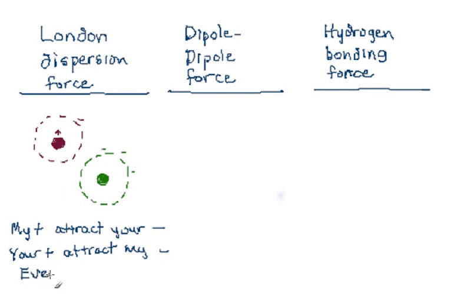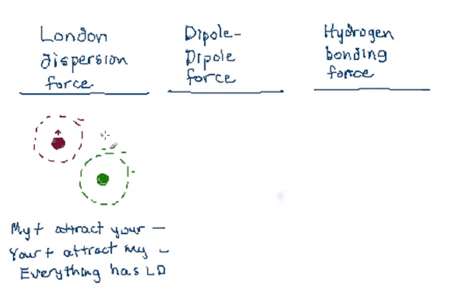Everything has London dispersion force. And so even though it's not an extremely strong force, everything has London dispersion force, and that means it's very important. When we are looking at some type of matter and say what forces are present in this substance, you can say London dispersion force without even thinking, because it's in everything.